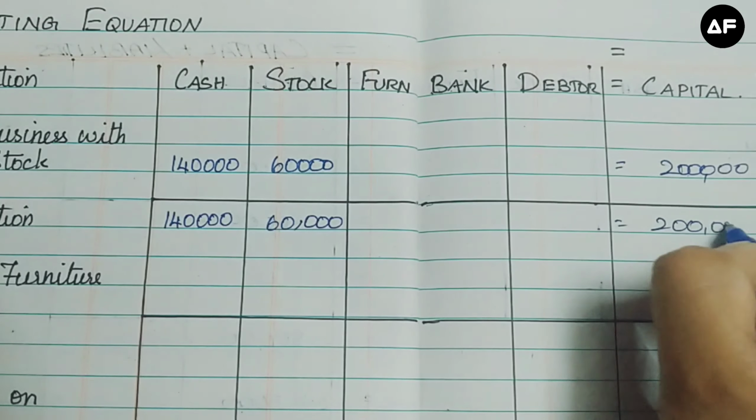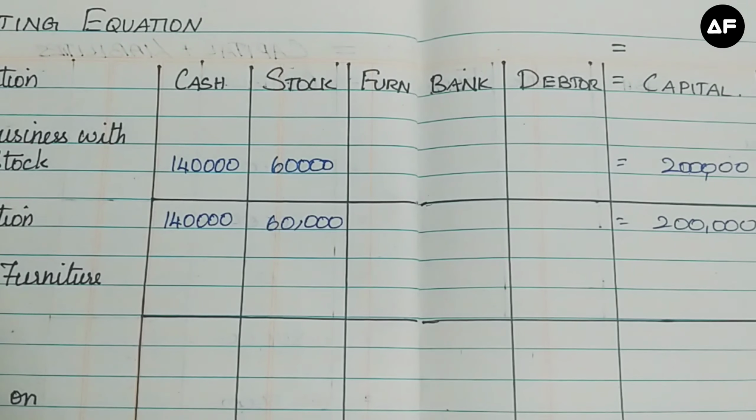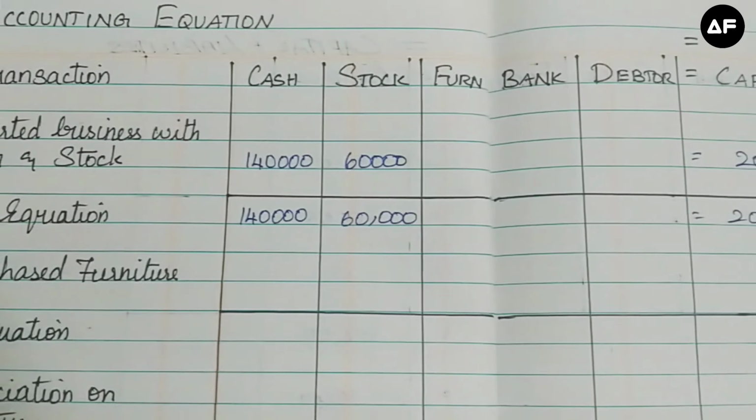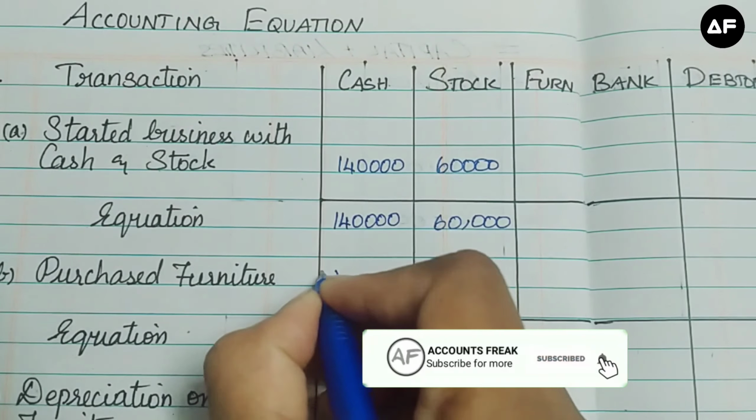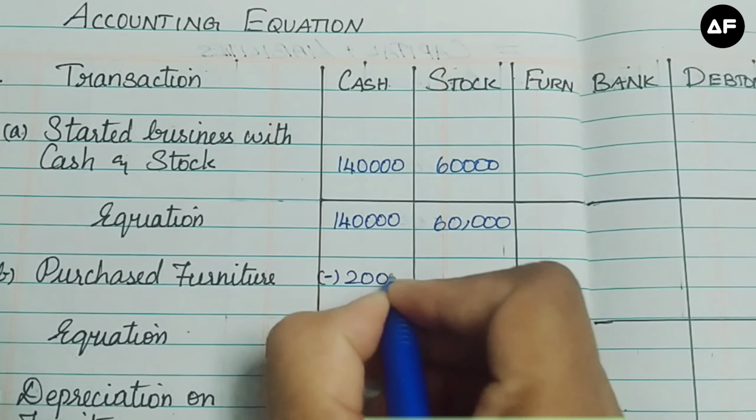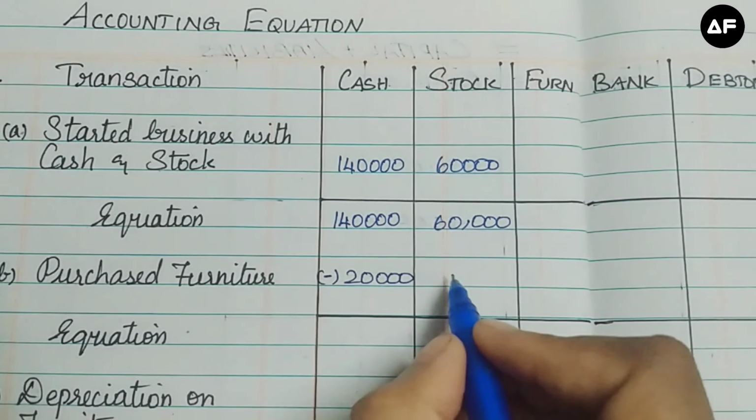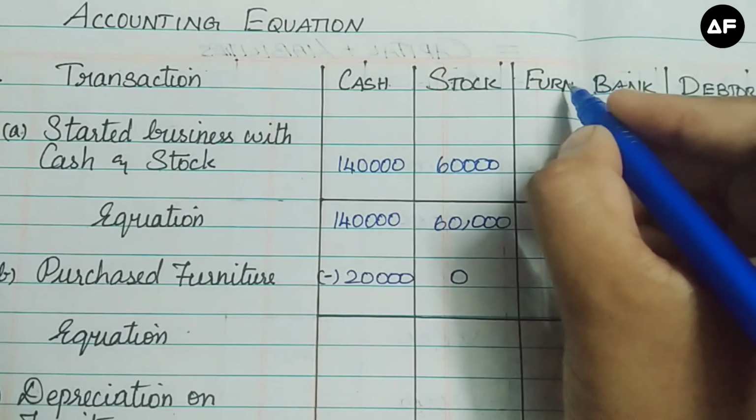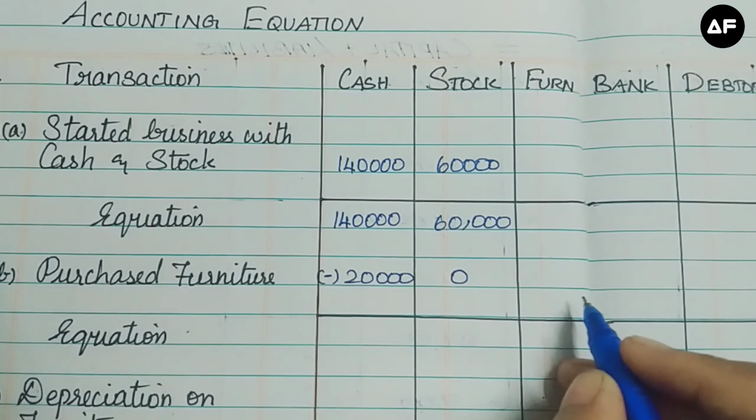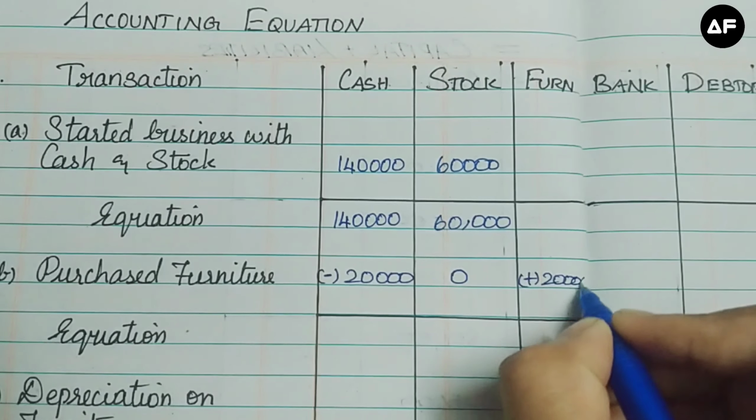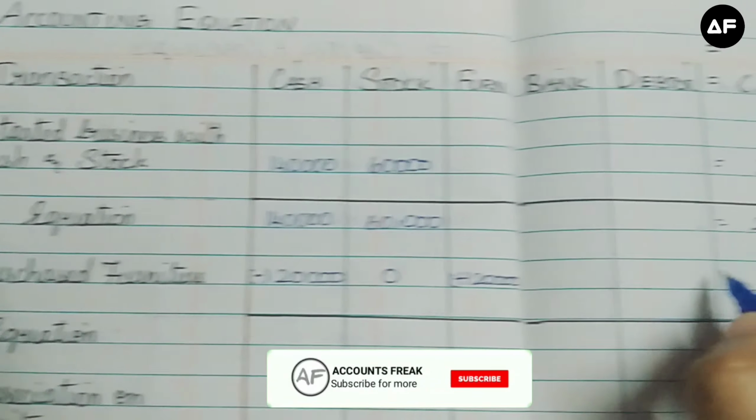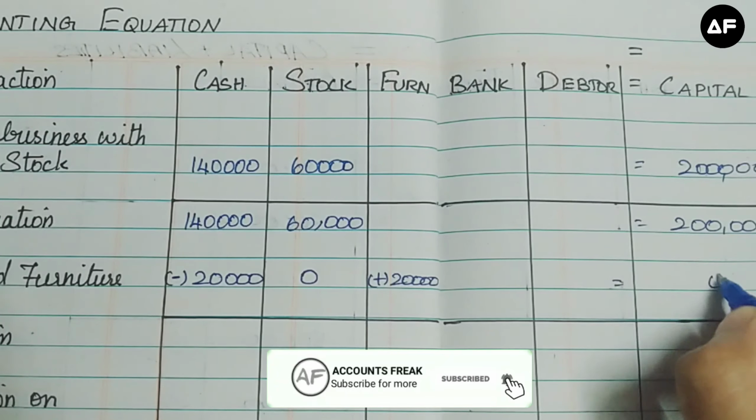Next transaction is purchased furniture worth rupees 20,000 by cash. When you are purchasing something, you pay cash. So from the cash column, you are going to subtract 20,000. You do not have anything to do with stock. And you're going to open a new column called furniture because furniture is coming inside. So add furniture 20,000. You do not have anything to do with capital, so put a 0 for capital.